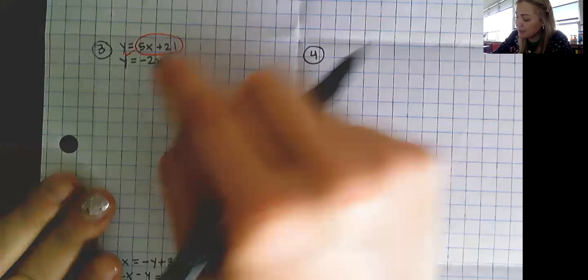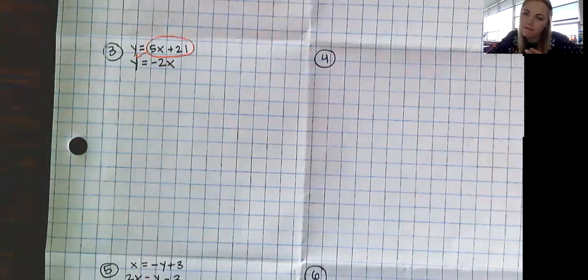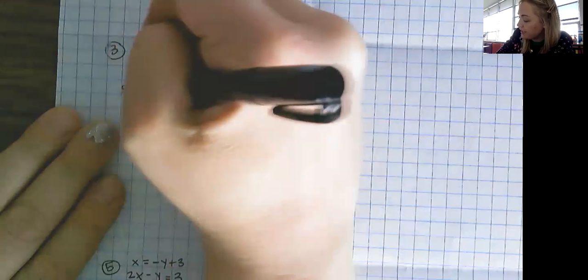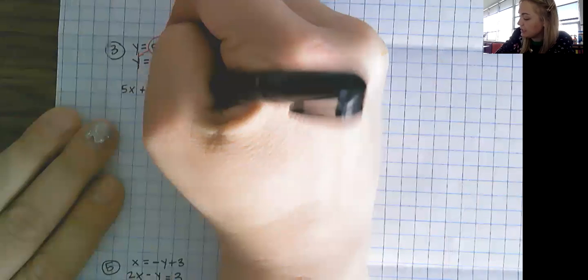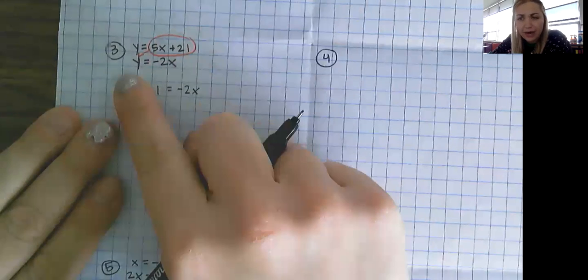So it's almost like I'm taking these two equations, and since they're both equal to y, I'm setting that stuff equal to one another. So instead of y equals negative 2x, it's going to be 5x plus 21 equals negative 2x. So I replaced all of that red stuff right here where there is a y.